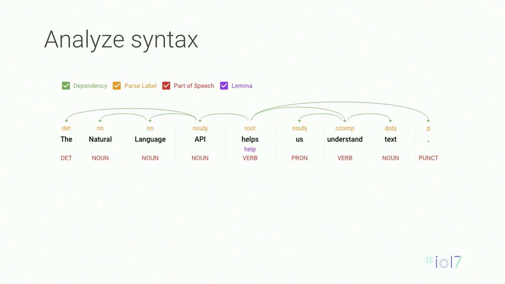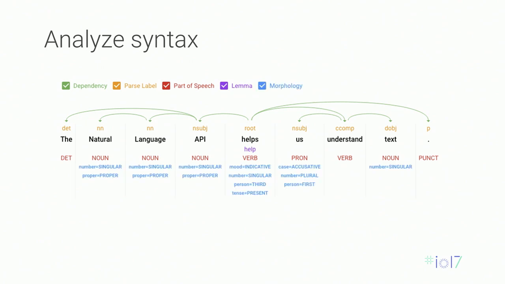This is useful if you're counting maybe how many times a specific word or term is being used to describe your product. You probably don't want to count "helps" and "help" as 2 different things. You probably want to use the lemma form to get the canonical form of the word. And then finally, we get some additional morphology details on the text. So is it first, second, or third person? Is it plural or singular? And these are going to vary based on the language of the text that you send the natural language API.